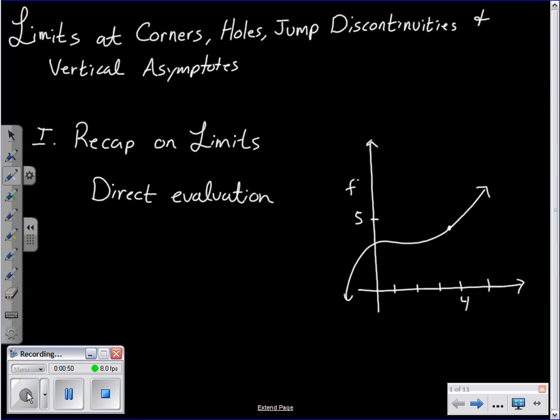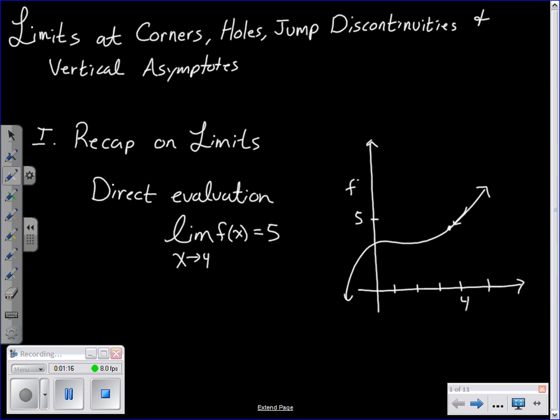So what we might have here is a function, and it looks like as x is getting really close to 4, the y values are getting really close to 5. If I wanted to use direct evaluation based off of this graph, I would just say that the limit as x approaches 4 for my function f of x is equal to 5. I look at the x value, see what the y values are getting really close to. They're getting really close to this value here, 5. And that's really it for direct evaluation.